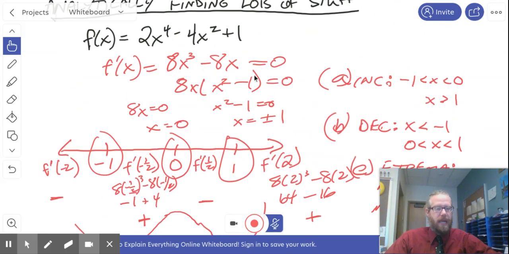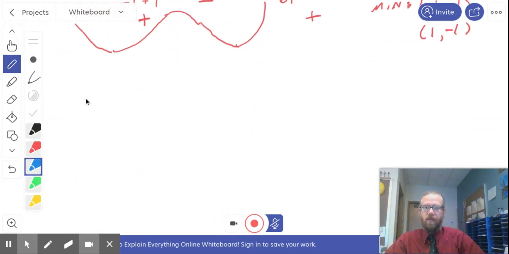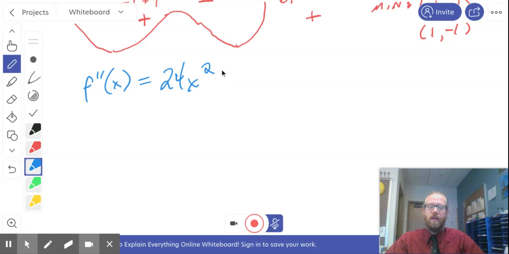It's 8x cubed minus 8x. What would be the second derivative? The derivative of 8x cubed minus 8x. Okay, so we got 24x squared, because it was 8 times 3, and then the derivative of 8x would be minus 8. And just like before, we're setting that equal to 0.